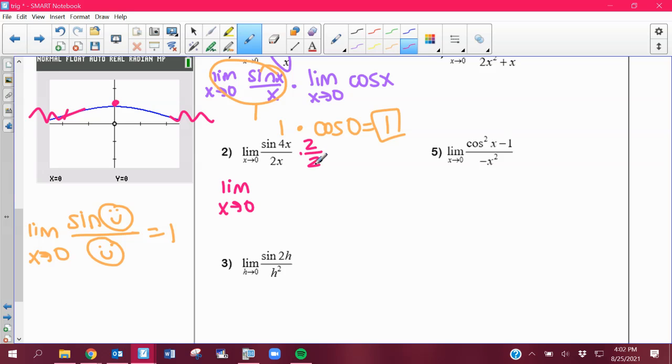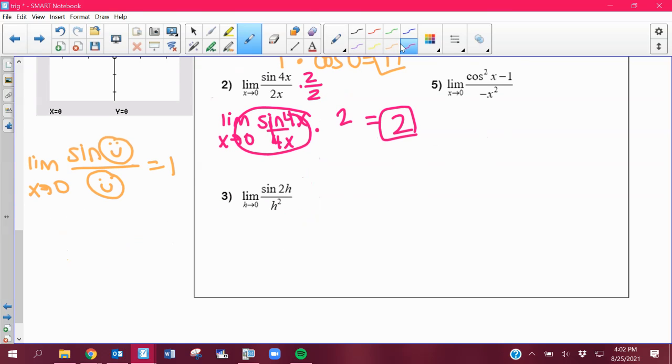So if I go ahead and do that, 2 times 2x is 4x. I have sine of 4x. And then I just have this 2 floating in the top. That's okay, because right here, this whole limit goes to 1, so I'm just left with the number 2.